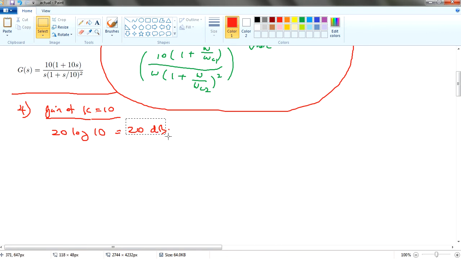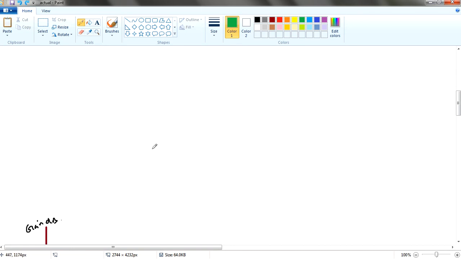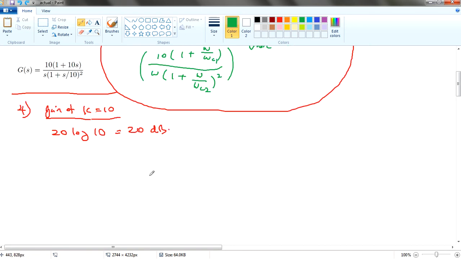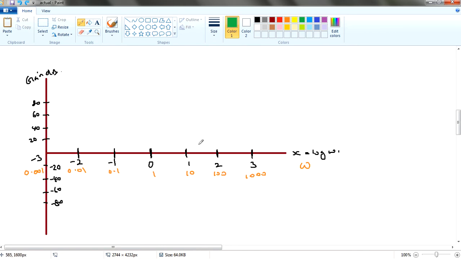So this is the constant 20 decibels of your gain, and then this 10 is actually your frequency. It's not frequency actually, anyway. But I want to stress that this is the overall gain of the system, 20 dB. So what you're going to do is draw a straight line down and label this as the 20 dB gain.